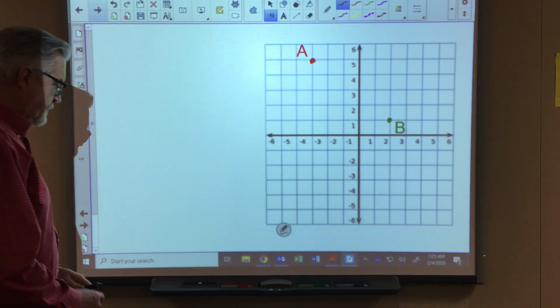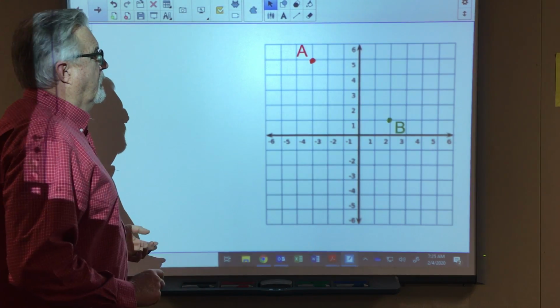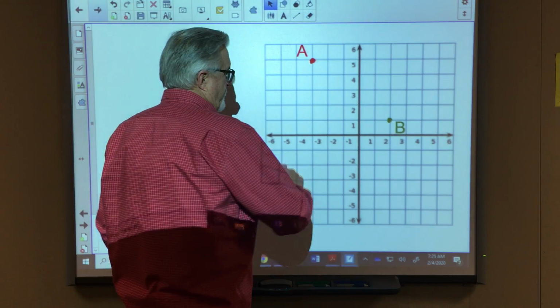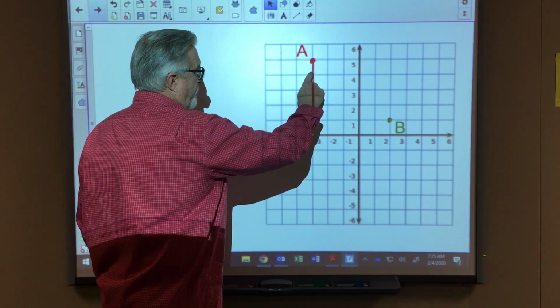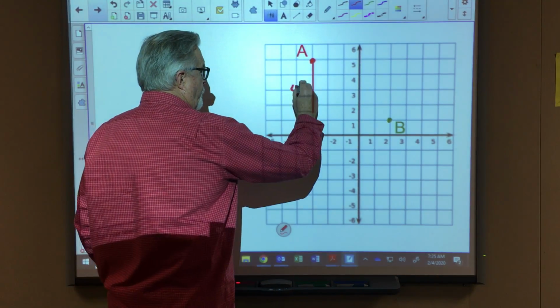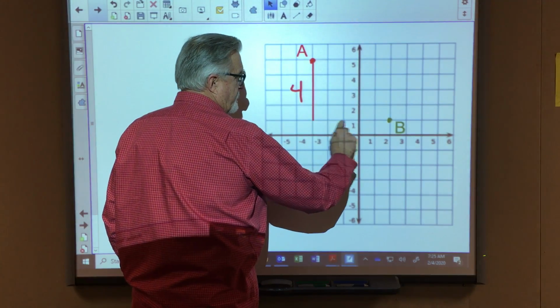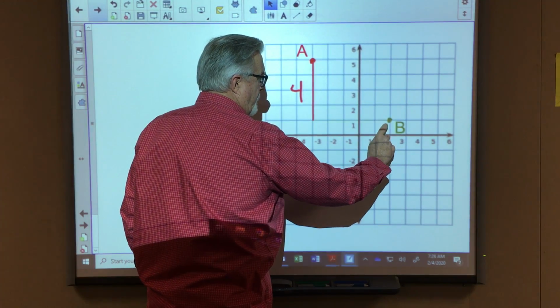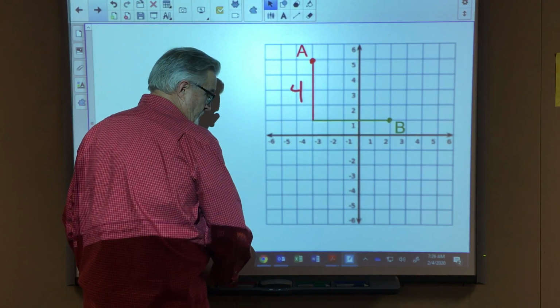Again, on this one, we've got 2 points on a coordinate plane. We're going to start out by drawing a line from point A down into the level of point B. So as we draw that, we're going to come down 1, 2, 3, 4 units. So that's 4 units. Then we're going to extend the line from B till we intersect this line. So as we do that, we've got 1, 2, 3, 4, 5 units.